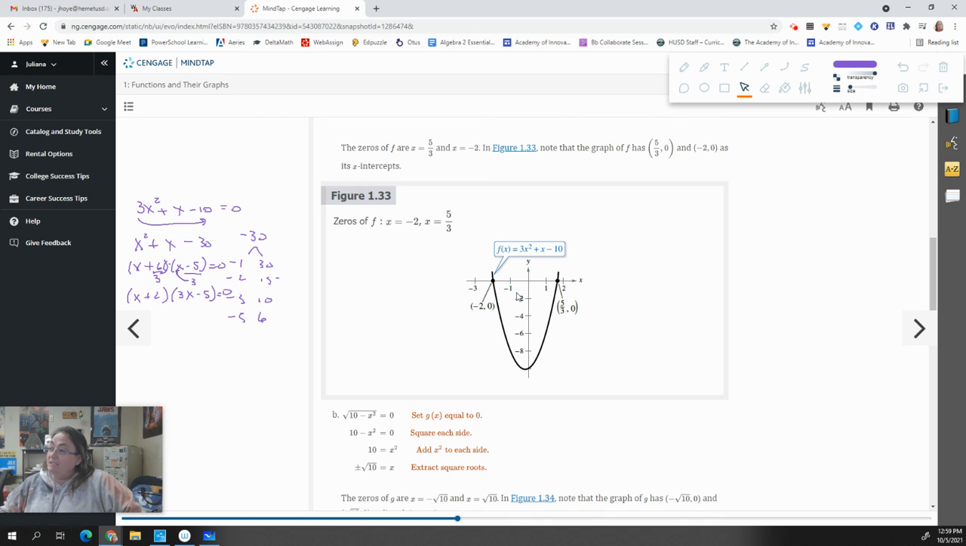Well, and you can see right here on the graph of this function, right? These are my zeros.